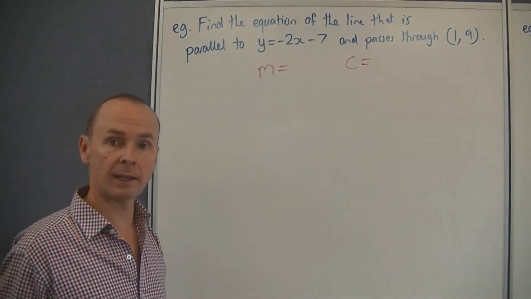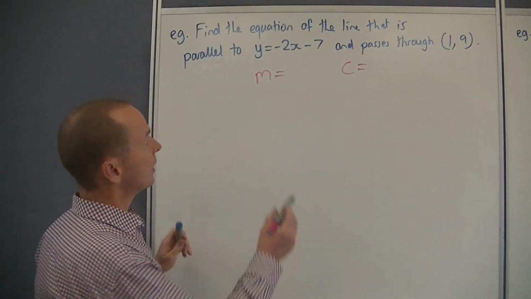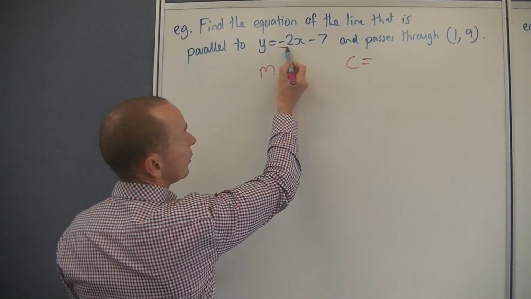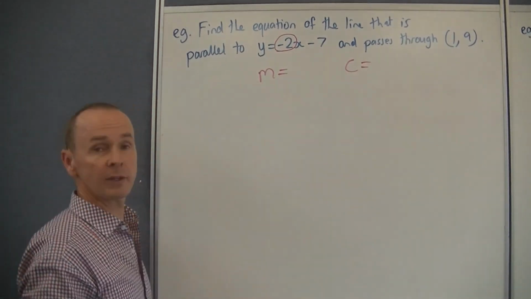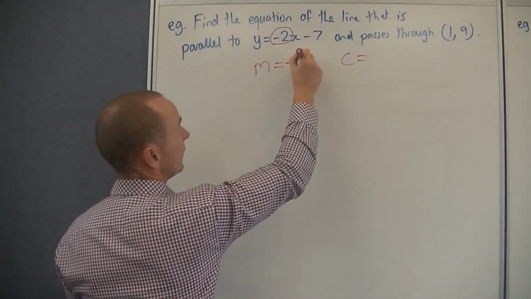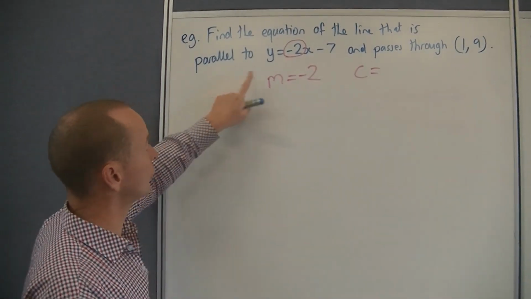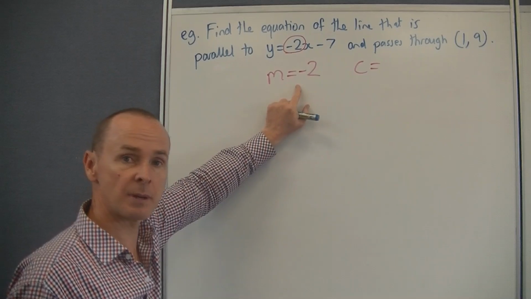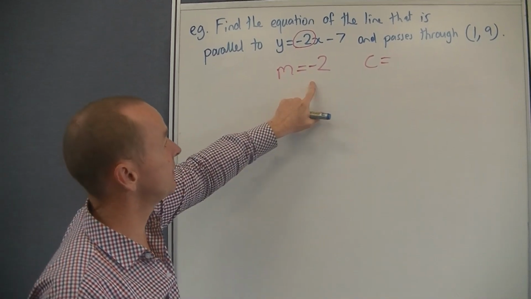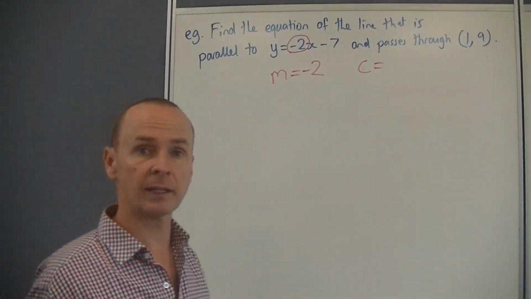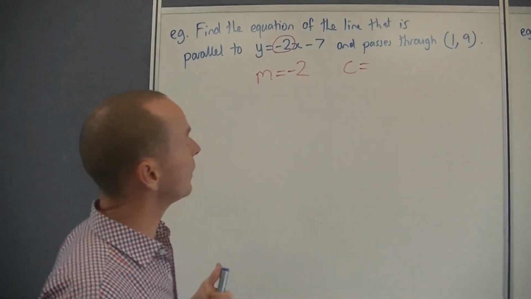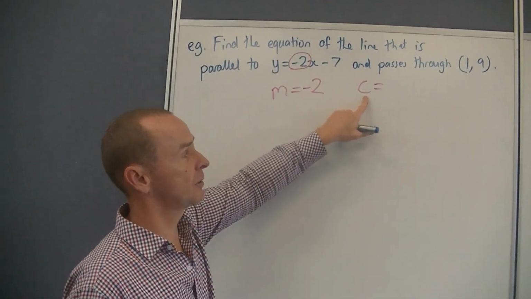So parallel means that they've got the same gradient. So all we care about in this equation is the gradient. We know the gradient's -2. So our gradient is going to be -2 as well, because it says it's parallel to that equation. Does that make sense, everybody? It's the first easy step. So great, we found the gradient. Good job, guys. Now all you have to do is find the y-intercept.